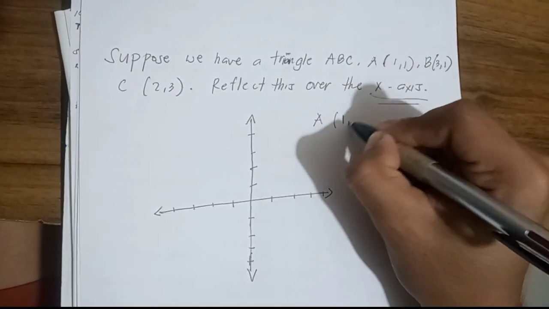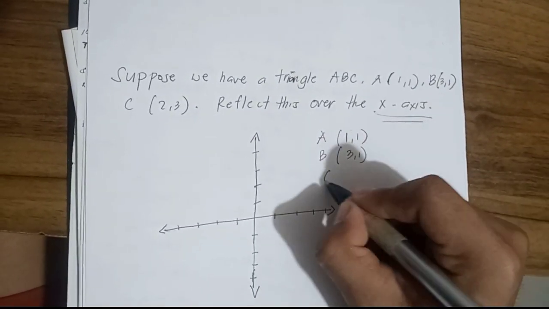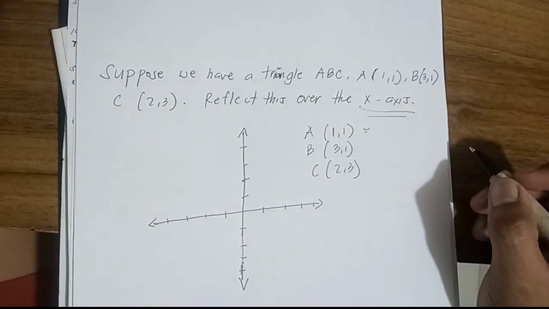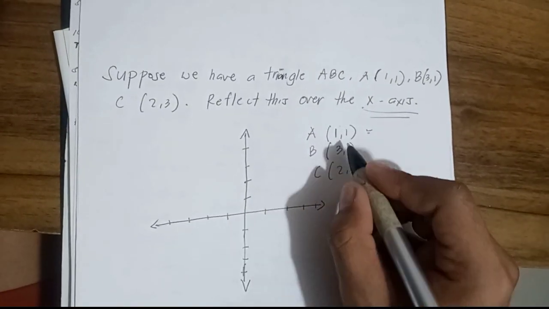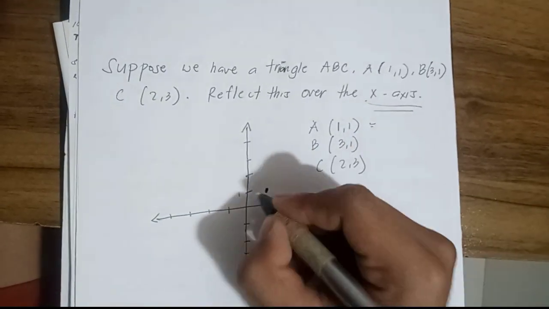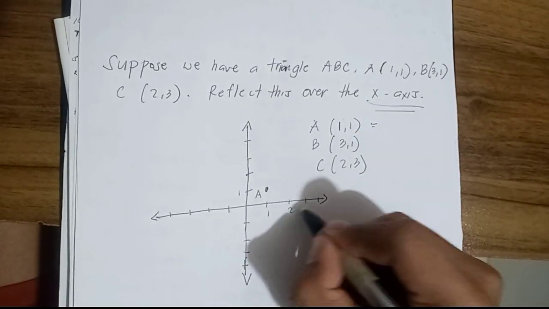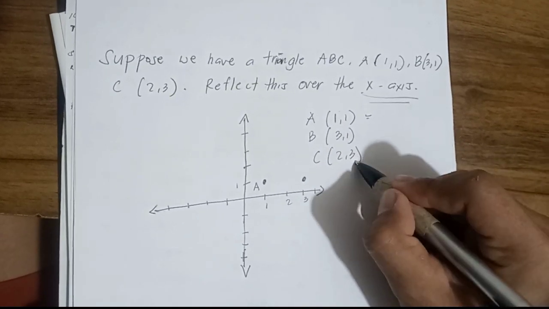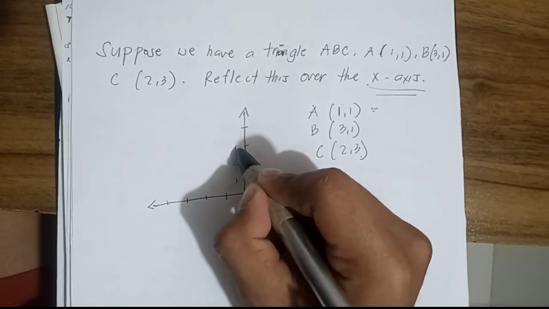Let's copy the coordinates first: A (1, 1), B (3, 1), C (2, 3). Let's plot the point A, (1, 1). More or less, it's over here. B, (3, 1). More or less, it's over here. C, (2, 3).